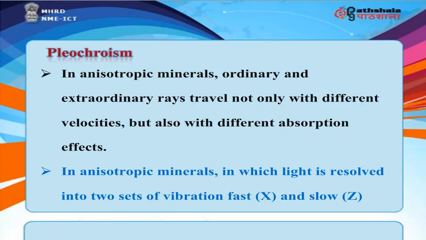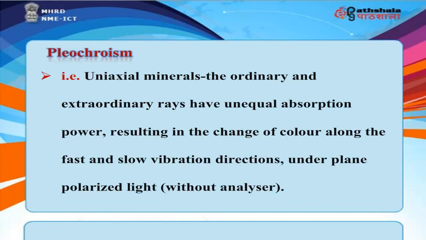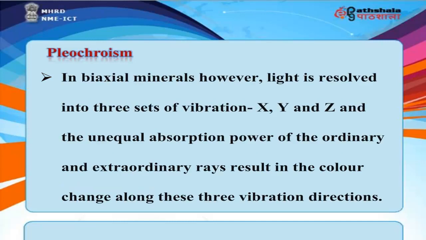In anisotropic minerals in which white light is resolved into two sets of vibration, fast X and slow Z, that is, uniaxial minerals, the ordinary and extraordinary rays have unequal absorption power, resulting in the change of color along the fast and slow vibration directions under plane polarized light without analyzer. In biaxial minerals, however, light is resolved into three sets of vibration, X, Y, and Z, and the unequal absorption power of the ordinary and extraordinary rays results in the color change along these three vibration directions.